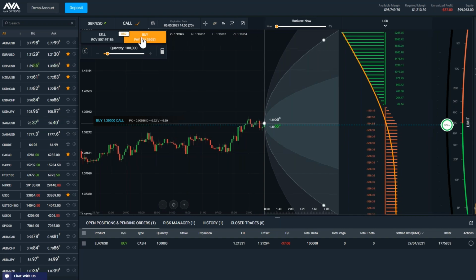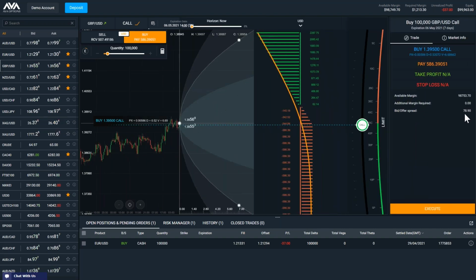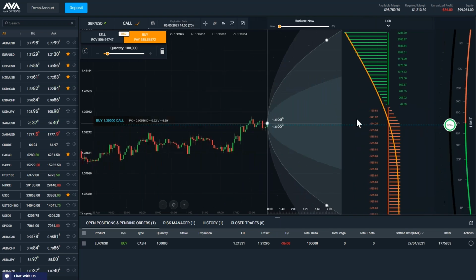If I click buy again, you get the execution window. You can see the bid-ask spread is about $79. If you buy this option right now and sell it immediately, you'll lose $79, which is about 8 pips. If the market starts to move higher, you're going to start to make money. But you see that you're not moving this orange line. Your profit is not 1 for 1 with the spot rate. The slope of this line is not 45 degrees. The slope of this line is about half of that.